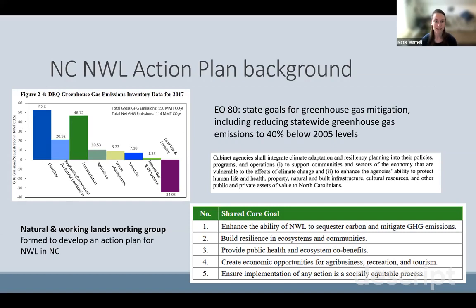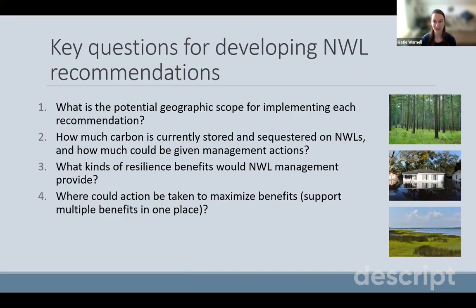And one thing that we quickly started to hear was these questions that were coming up across multiple groups. Pretty basic questions really about what recommendations might actually look like on the ground, how much land area might be affected by certain recommendations to allow them to compare the geographic scope of different types of recommendations. And then also benefits related questions. So wanting to understand what the current state of carbon was in these natural working lands, how management actions might affect that, and then also what kinds of resilience benefits management could provide. And then all of that culminated in these questions about where we should be focusing actions to maximize benefits and support multiple benefits in one location.